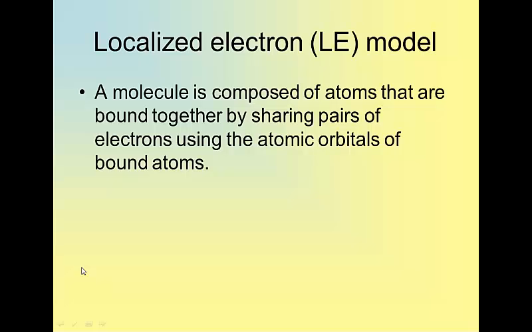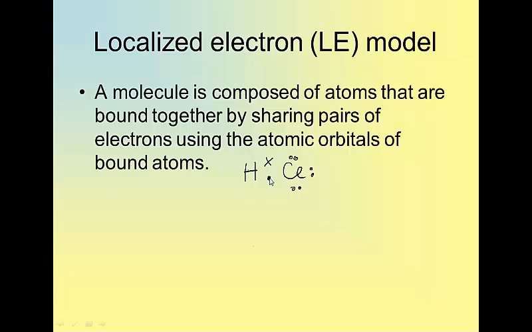A molecule is composed of atoms that are bound together by sharing pairs of electrons using the atomic orbitals of bound atoms. In normal speak, that means a molecular compound made from nonmetals shares a pair of electrons between them when they bond. For example, a real quick example.